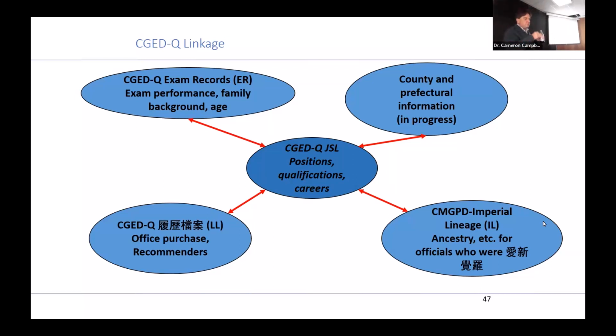This goes to the issue of promotion. People would write down that they changed posts, but they would also indicate who recommended them for the new post, whether or not they bought the new post, and so on.